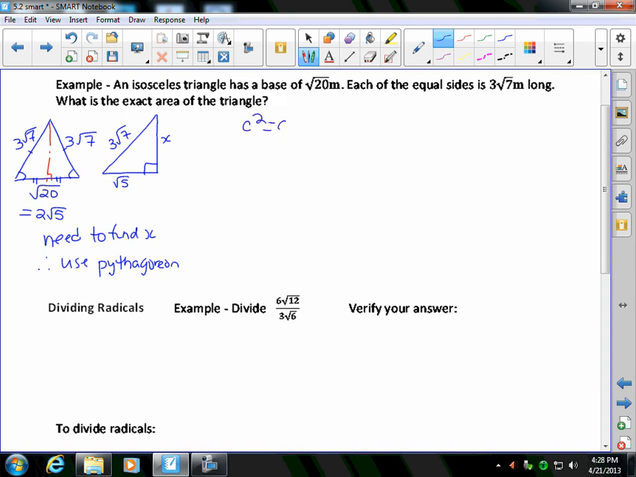So if c squared is equal to a squared plus b squared, then by substitution, my hypotenuse is 3 square root 7, all squared, and that's going to equal, it doesn't matter which I call my a and which is my b, so I'm just going to substitute square root 5 squared plus b squared. When I'm squaring, I have to square each part of this. So this becomes 9 times square root 7 times square root 7, which equals square root of 49, which is just 7.